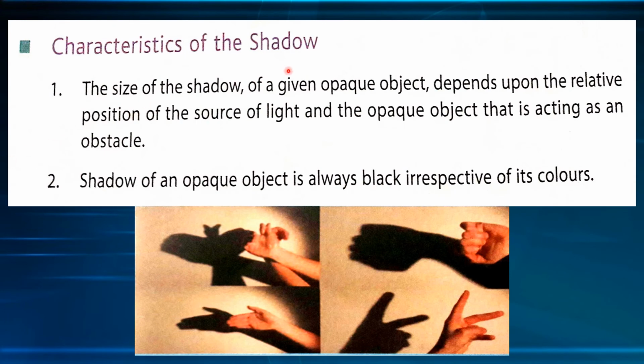Characteristics of the shadow. The size of the shadow of a given object depends upon the relative position of the source of light and the opaque object that is acting as an obstacle. The shadow of an opaque object is always black, irrespective of its color.